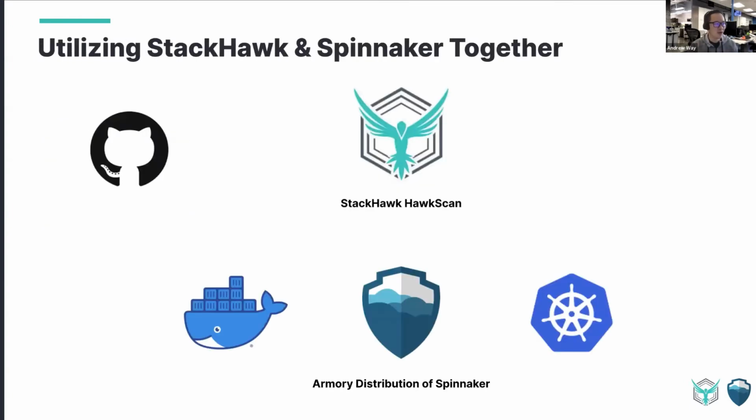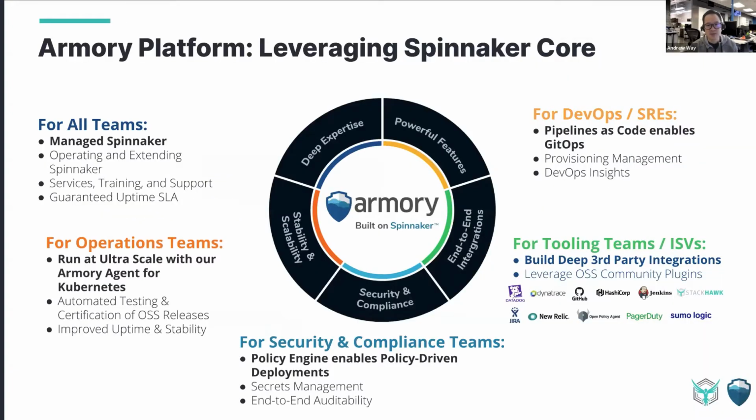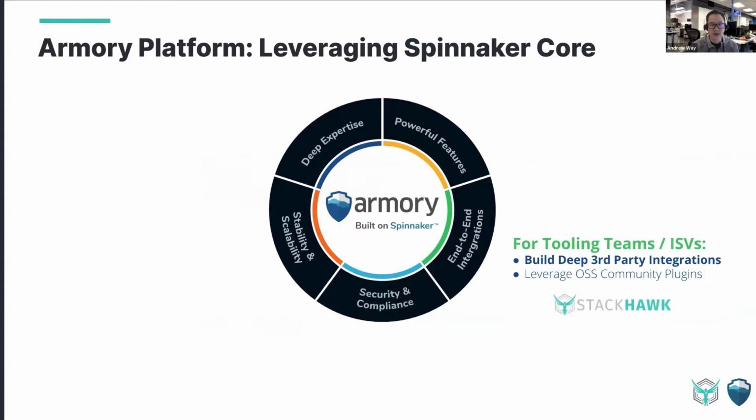So first, let's talk a little bit about what you're going to see in action. We're going to submit a PR later to GitHub, which will create a container, kick off that pipeline, do the scan, and then deploy to Kubernetes. First, let's talk a little bit about Armory. Armory's vision is to unlock innovation by making software delivery collaborative, continuous, scalable, and safe. Armory is built on top of open source Spinnaker, which provides expertise as well as additional features and functionality, as well as third-party integrations. Today, we're going to show off that StackHawk integration.